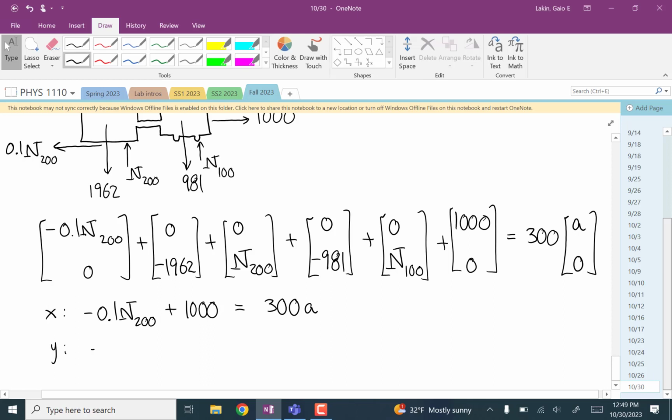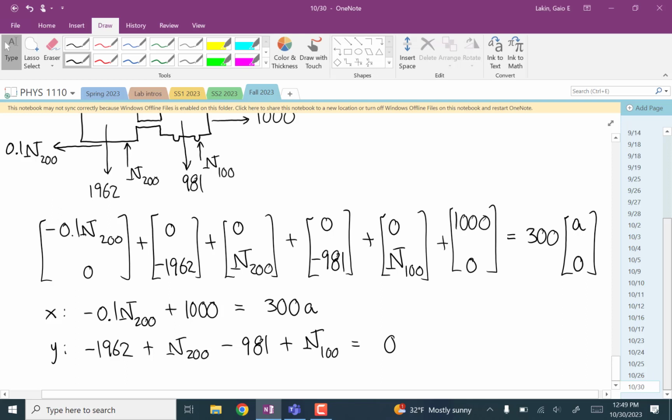The y equation says negative 1962 plus N200 minus 981 plus N100 is equal to 0. Okay, normally, and on any problems I would give you on a test, you can use the y equation to calculate N and then plug that into the x equation. In this case, though, we can't do that because you have two variables in your y equation.